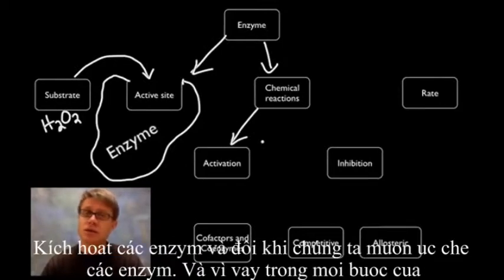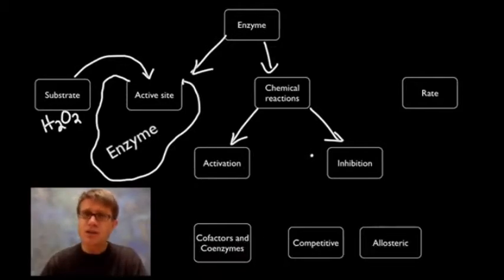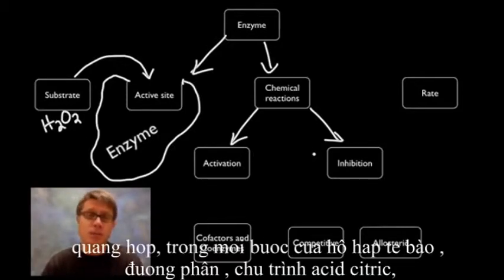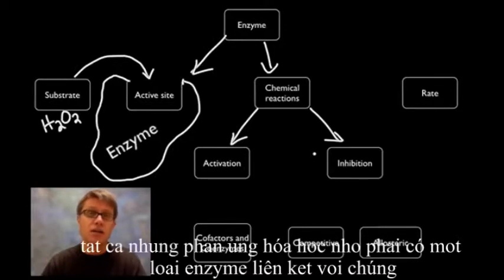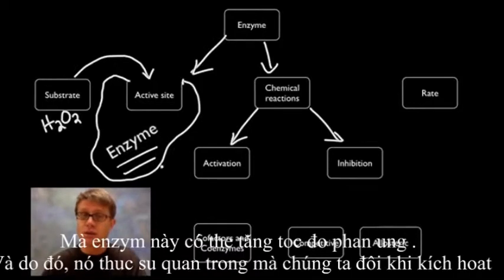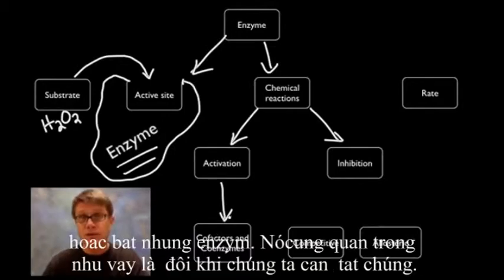And sometimes we want to turn on enzymes, and sometimes we want to turn off enzymes. And so in every step of photosynthesis, in every step of the cellular respiration and glycolysis, citric acid cycle, all of those chemical reactions, remember, have to have an enzyme that's associated with them that can speed up those reactions. And so it's really important that we sometimes activate or turn on those enzymes. It's also just as important that sometimes we turn them off.